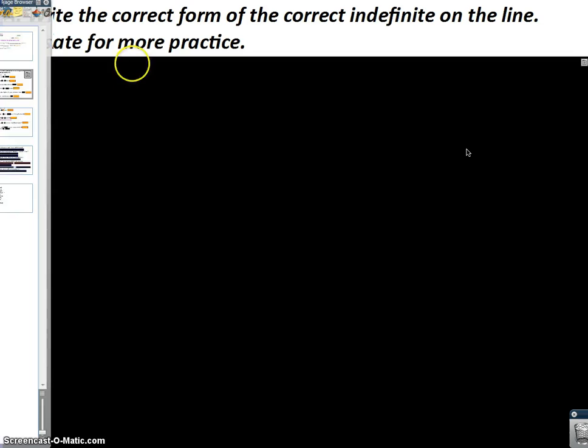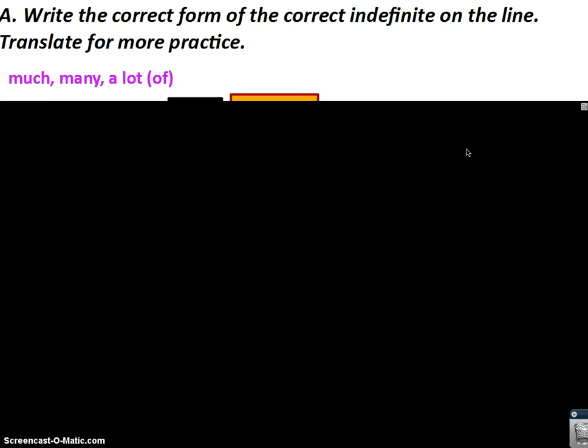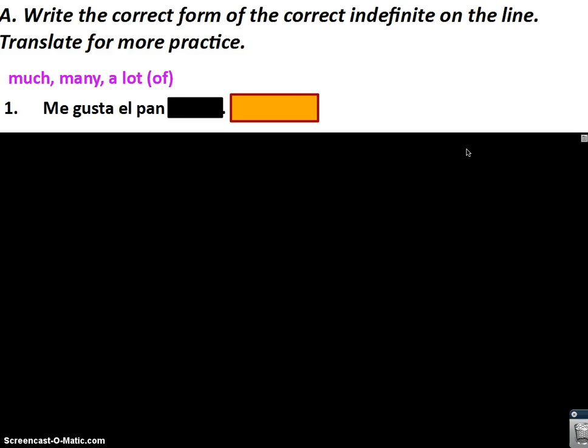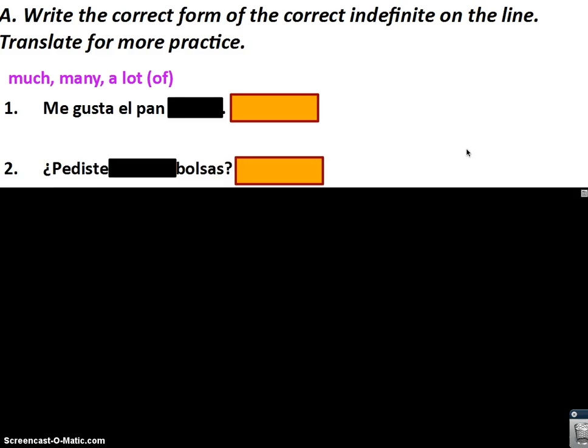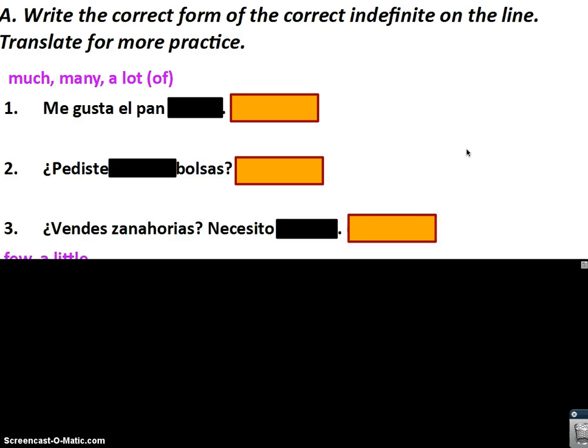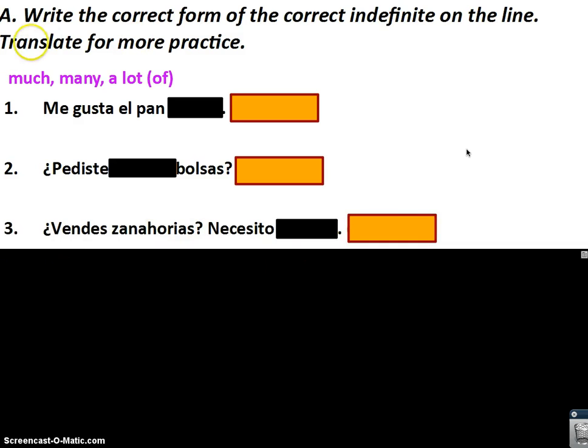Hola clase, let's go over your Unit 4A minus commands review sheet. You guys needed to use indefinites and you needed to use the correct form. So that helps by first asking yourself, are they adjectives, adverbs, or pronouns? And that brings in the translating that will help.